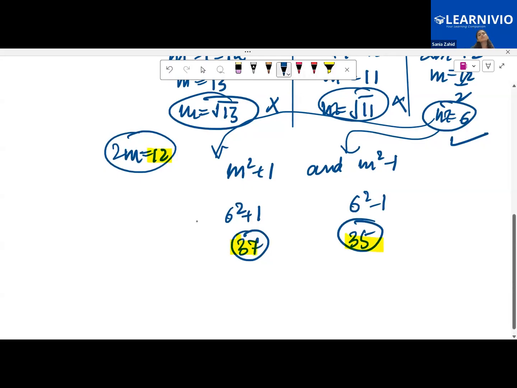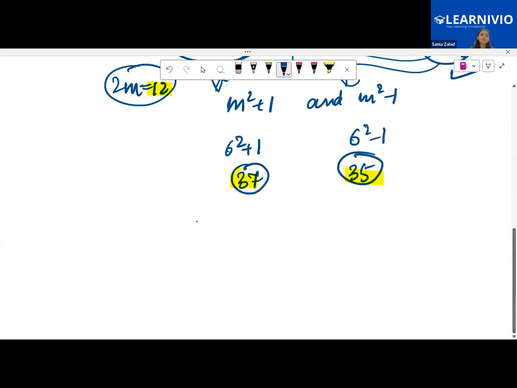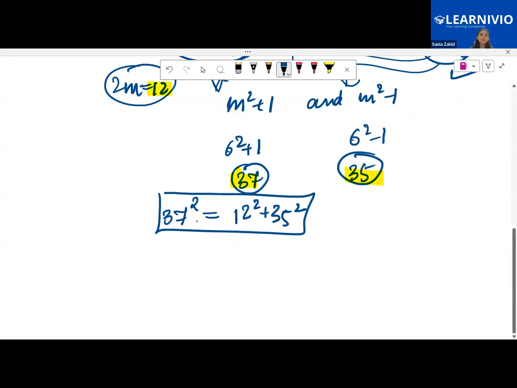Fine. Now, you can also check your answer. Like in an exam, if you have some time and you are thinking whether your answer is right or wrong, you can very easily check it. Which is the biggest of them all? It's 37. So just do 37 square, and this should be equal to 12 square plus 35 square, because this is the meaning of a Pythagoras triplet, right?